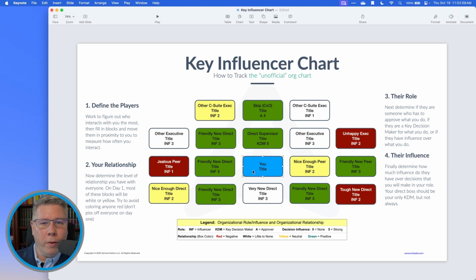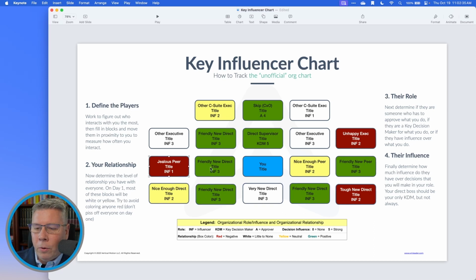You start with yourself in the middle, and then the first thing you want to do is add any direct reports that you have working for you. Just add them as white boxes. Don't worry about anything. So you have someone who is a very new direct, and you can put in their title if you want, right? You have a friendly new direct. We'll talk about the colors in a second. Right now, all you want to do is add the boxes as white boxes down here.